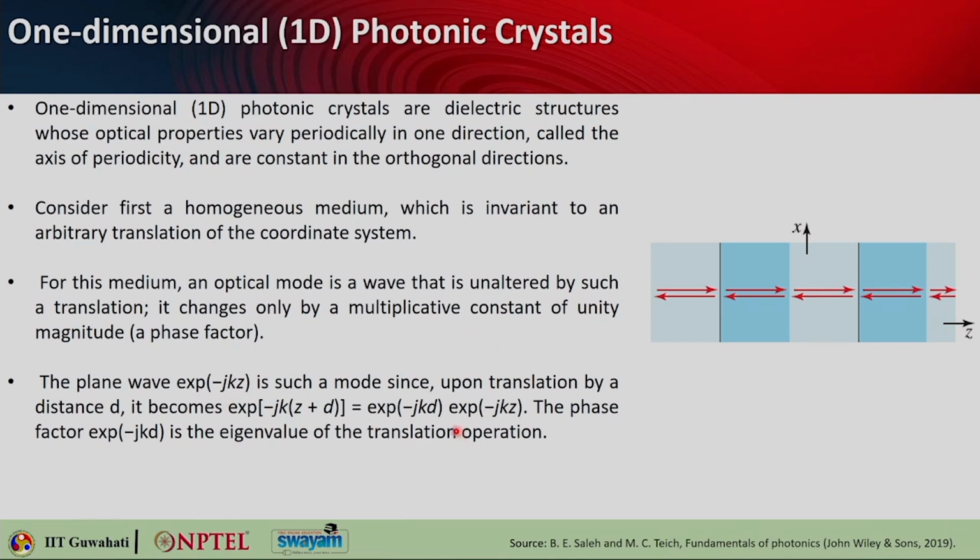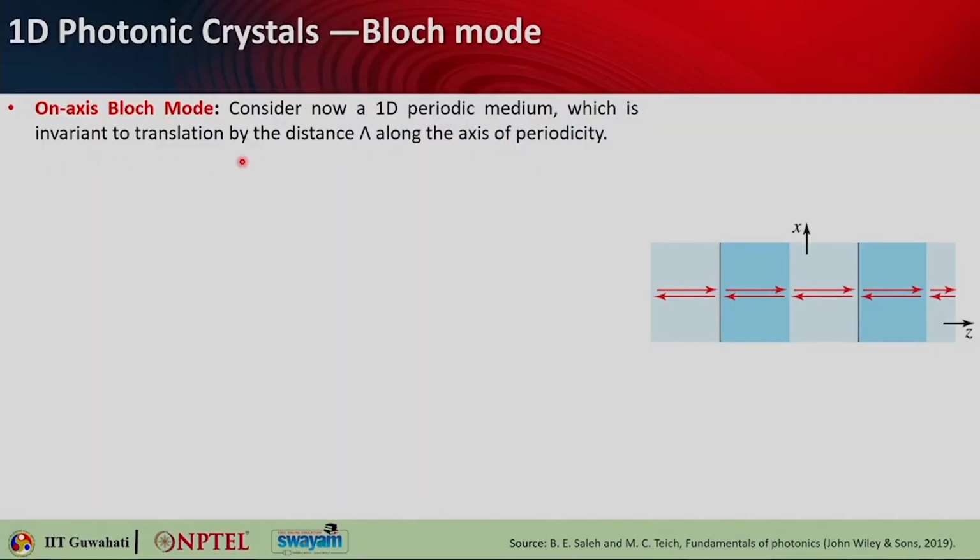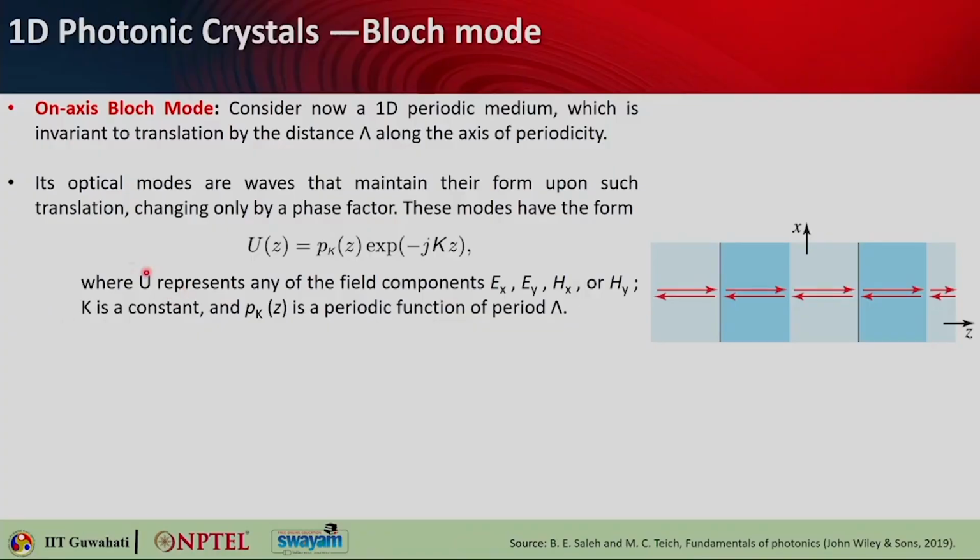So, we said that you have a multiplicative constant here. You can actually split this exponential into two parts: exponential minus j k d, times exponential minus j k z. In this case, the term exponential minus j k d is the phase factor, and that turns out to be the eigenvalue of this translation operation. Now, consider a 1D periodic medium which is invariant to translation by distance capital lambda along the axis of periodicity. You understand that after one period the property is again repeating. So, the property remains the same. Lambda, then next lambda, it is similar. That is how you are able to define these on-axis Bloch modes.